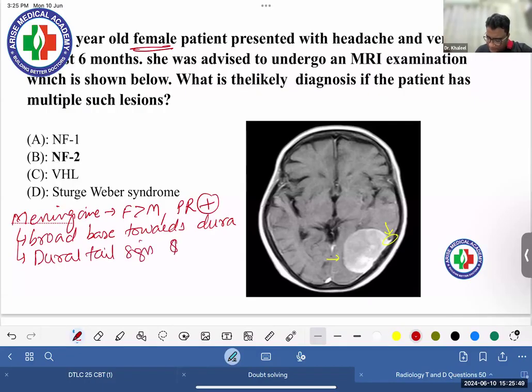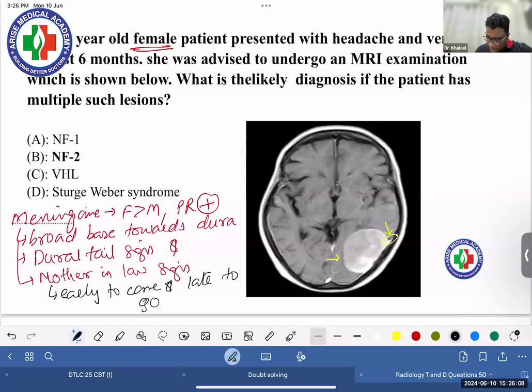And you have the mother-in-law sign. So these are the two radiological signs that you see with meningioma. Mother-in-law sign is a contrast enhancement, early to come and late to go. Right? Mother-in-law we discussed is early to come and late to go. The contrast enhancement pattern has early enhancement and delayed washout. This is called the mother-in-law sign.